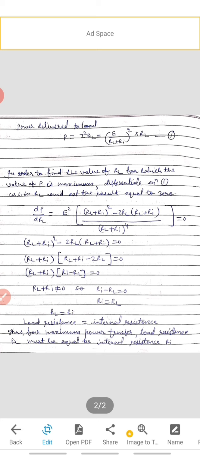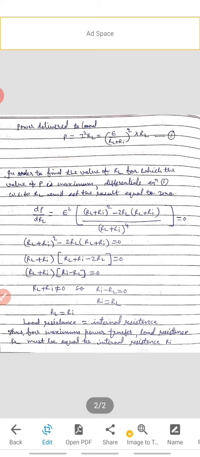Now if we want to find the value of RL for which the value of P is maximum, then we have to differentiate the equation with respect to RL, and then put the result equal to 0. dP by dRL equals E square into (RL plus Ri) whole square minus 2RL (RL plus Ri), divided by (RL plus Ri) whole power 4, equals 0.